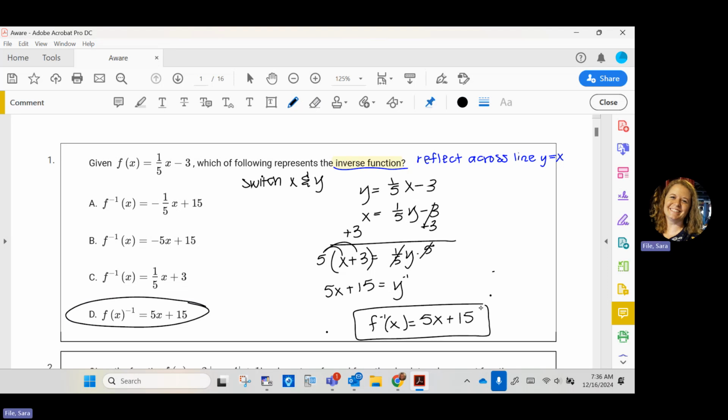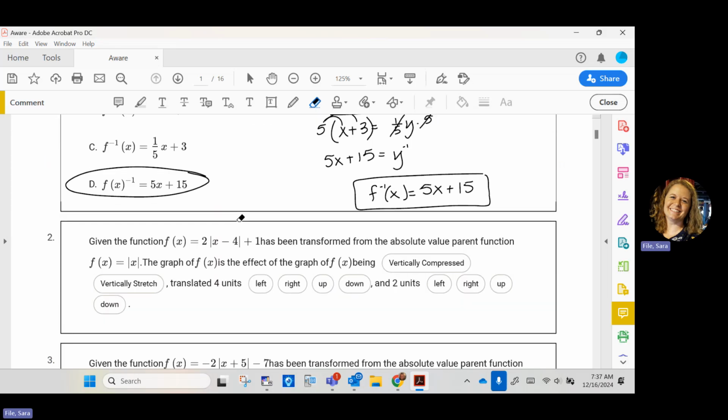So algebraically, you can solve it by switching x and y and solving for y. And graphically, you can work backward from your answer choices. Whichever of those two methods you prefer, you could use either one of those.